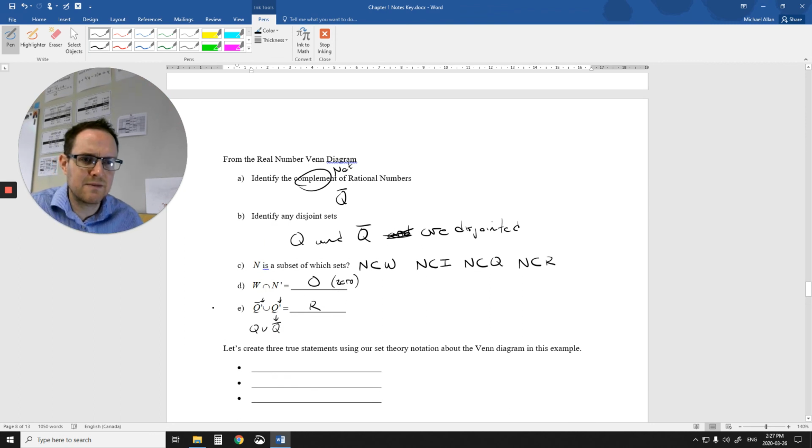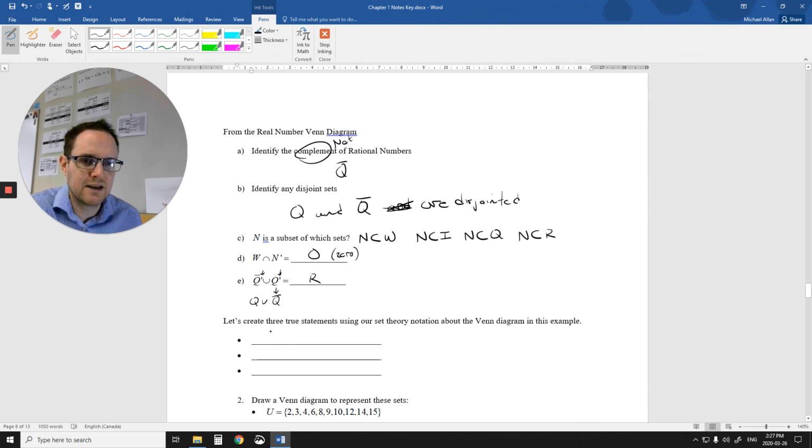So we have a couple true statements I can make here. I already wrote a few here, like N is a subset of W. That's a good true statement. You could just write any one of those other 4 things up there as well. I could say, because the two sets are disjointed, that the intersection between Q and Q not here, so rational numbers and irrational numbers, that's an empty set. So there's nothing in there.